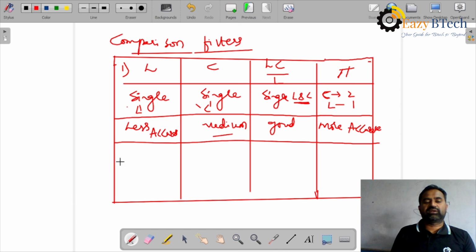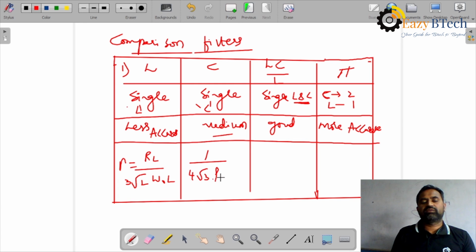Okay, for the ripple factors, this is RL by 3 root 2 omega naught L, but this is for the full wave rectifier. We use 1 by 4 root 3 F naught C RL. For this it is root 2 by 3 XC by XL, and root 2 by RL, XC, XC1 by XL.